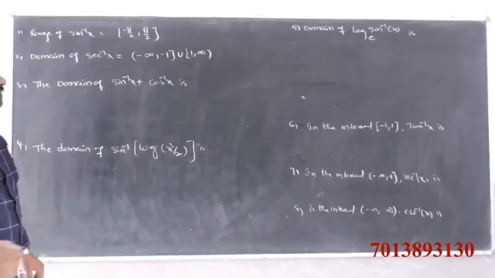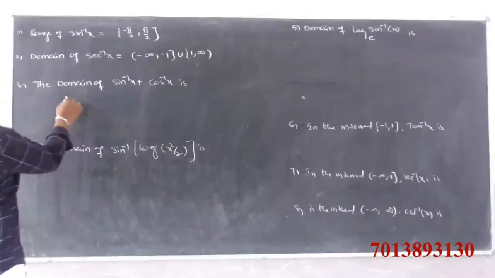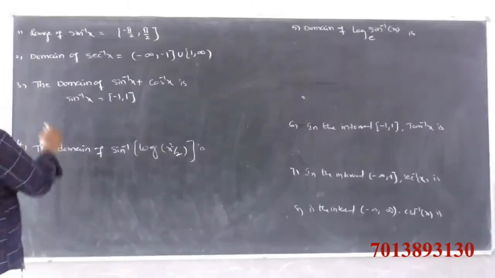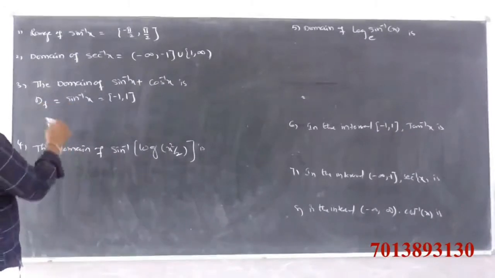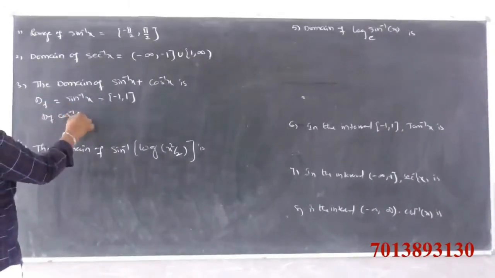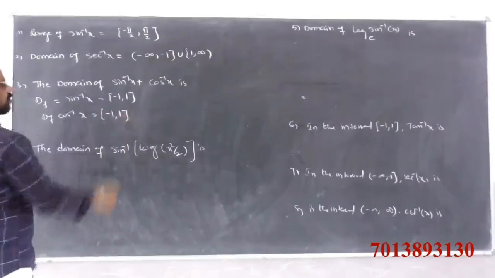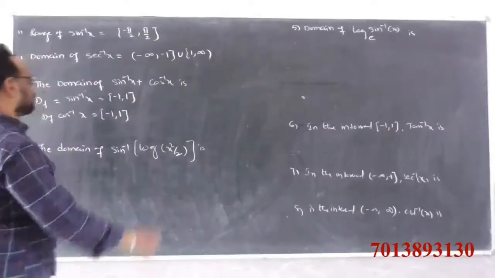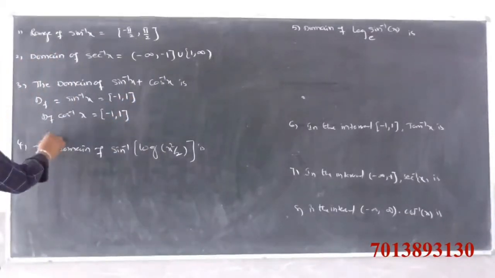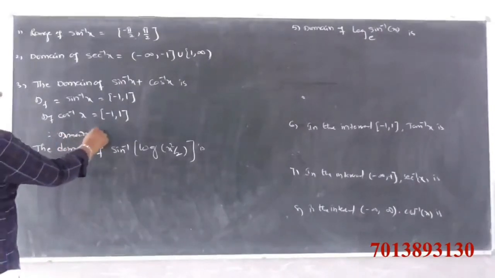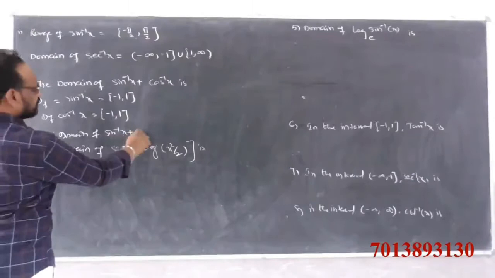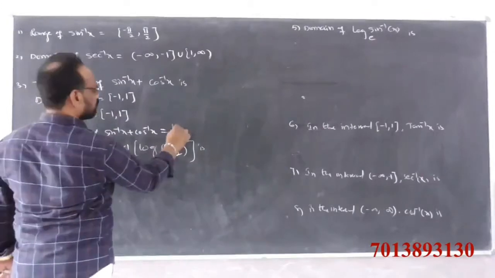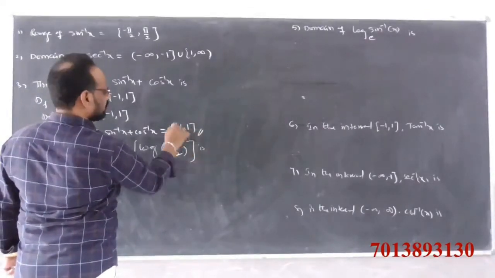So the domain of sine inverse x plus cos inverse x, we want. Already we know that the domain of sine inverse x is clearly the closed interval -1 comma +1. Also, the domain of the function cos inverse x is also the closed interval -1 to +1. We want the domain of sine inverse x plus cos inverse x. What is the intersection? Therefore, the domain of sine inverse x plus cos inverse x: the intersection is clearly -1 to +1. So the domain is clearly -1 to +1.